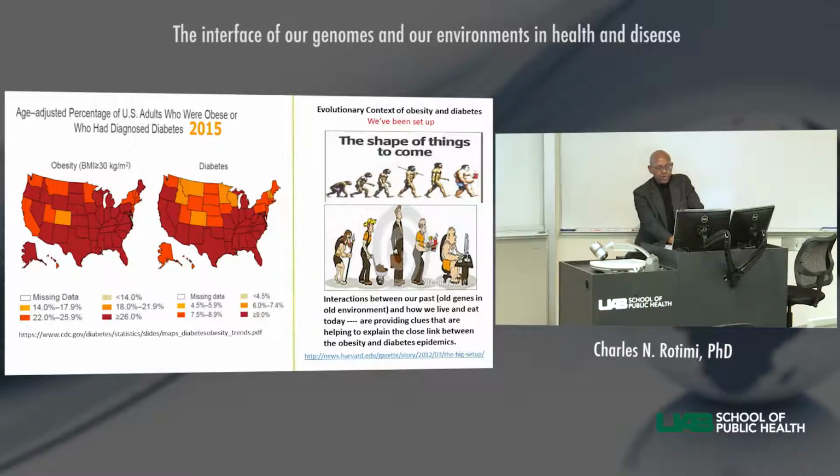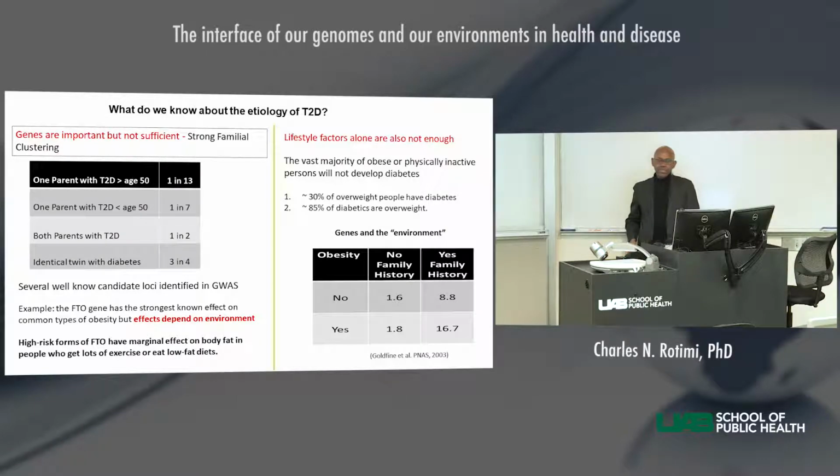So how do we bring all of these things together? One of the things that we know in terms of the etiology of type 2 diabetes, for example, is that genes are very important but not sufficient. You can have a very strong family history and still not develop diabetes, or at least delay it for a much longer period of time. But there's no doubt that there's a very strong family history and clustering of diabetes. For example, for identical twins it is 75%: if one twin is diabetic, the other one will be.